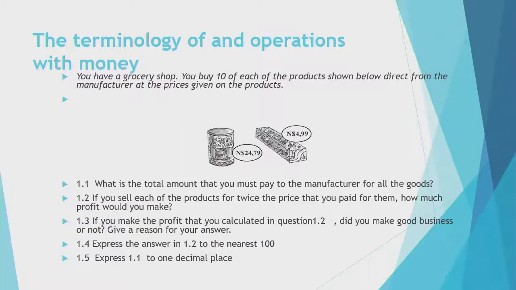Terminology of operation with money. You have a grocery shop. You buy 10 of each of these products shown below, direct from the manufacturer at the price given. The prices are written there on the label. What is the total amount that you pay to the manufacturer for the goods?